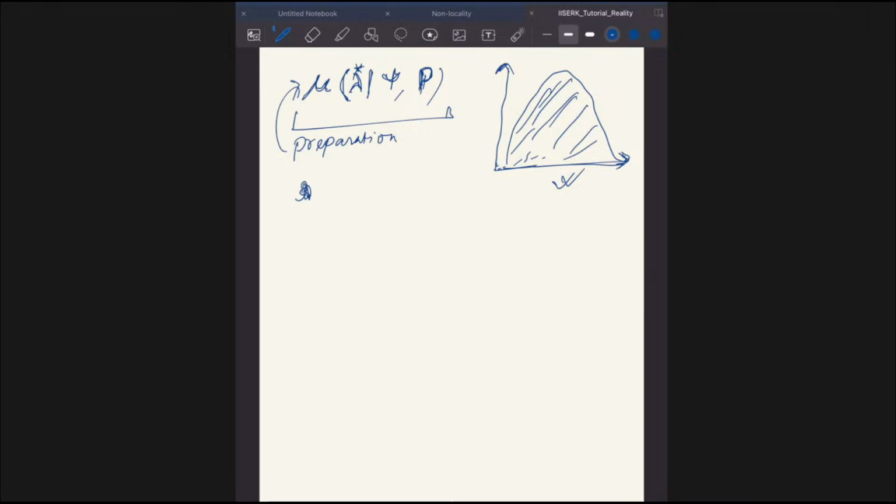Given. I will tell you that my preparation procedure was this, and this preparation was represented in quantum mechanics by psi. Now in your ontological model, you prepare a lambda. So then you will write, okay, this is my probability given those two things. Probability of a lambda given those two things.